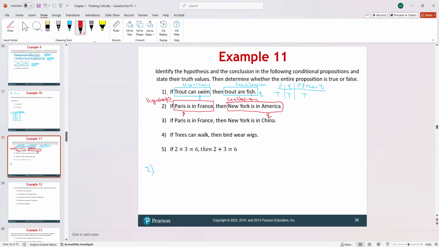Is it true? Yes, both of them are true. So we can say here P is true, Q is true. So we can say P implies Q. You can write if, and these symbols right here also mean if, then, to make it shorter. That one is true.